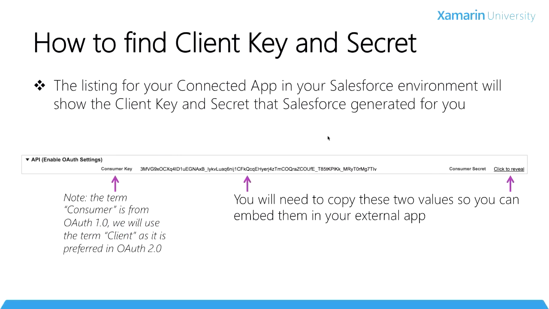After your connected app is created, the apps page in your Salesforce environment will list the client key and client secret. Note that the terminology changed from OAuth 1, which said consumer, to OAuth 2, which now uses client. So you'll be using a client key and a client secret instead of consumer key and consumer secret.